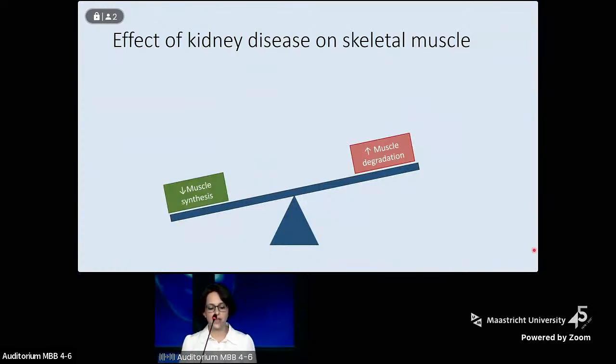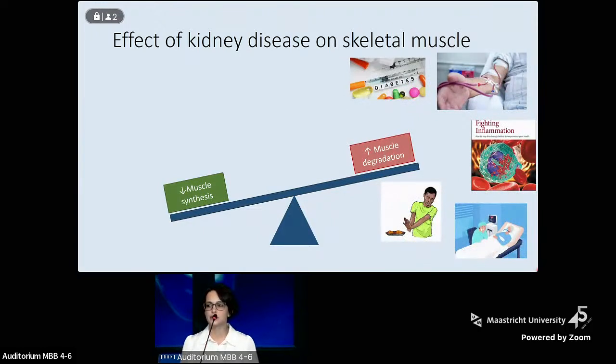Kidney disease has very negative effects on skeletal muscle. It increases muscle degradation and reduces muscle synthesis, leading to muscle wasting. The causes of increased muscle degradation are related to the presence of comorbidities such as diabetes, and the dialysis treatment itself, which stimulates catabolism. Patients with chronic kidney disease also frequently have low-grade inflammation, which also induces catabolism, and that is more pronounced in critically ill patients in the ICU when they develop acute kidney injury. Frequently, patients present lack of appetite, caused by the uremic toxicity of waste products that accumulate in the body, but also by the inflammatory status.